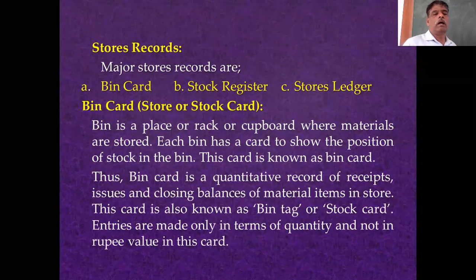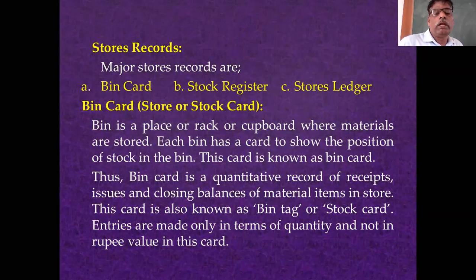Thus, a bin card is a quantitative record. In the bin card, we record the quantity only: what is the quantity received, what is the quantity issued, and what is the balance of quantity. That is only recorded in the bin card, and amount is not recorded. So the bin card is a quantitative record of receipt, issue, and closing balance of material in the store.